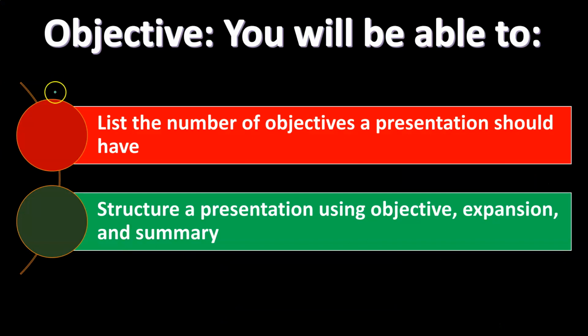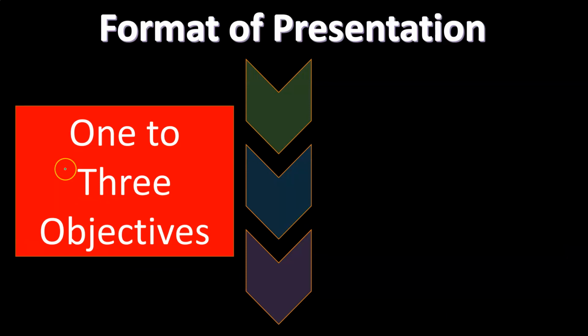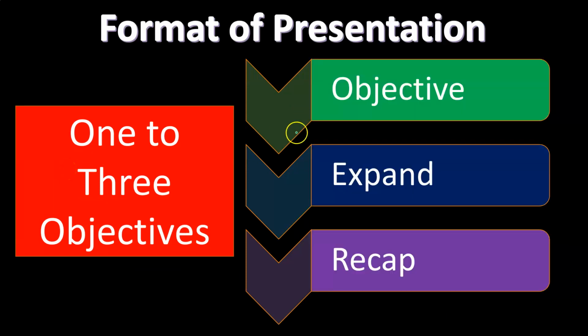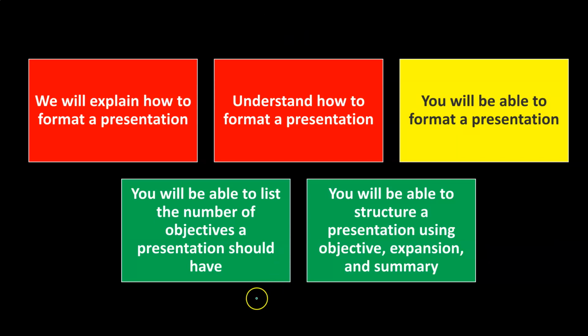You will be able to list the number of objectives a presentation should have, structure a presentation using objective, expansion, and summary, then explaining how that works in terms of 1 to 3 objectives, and then expanding on the objective, expand, and recap, and then we end up on the summary, right? So I tell you, this is the objective. Here's me explaining it, and then we're ending off on basically the objective again.